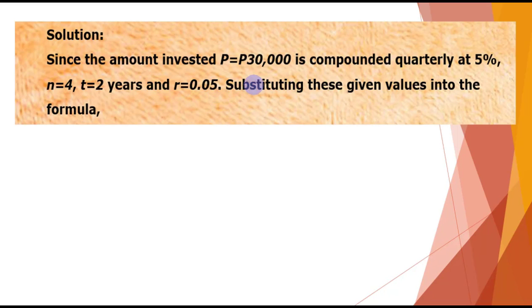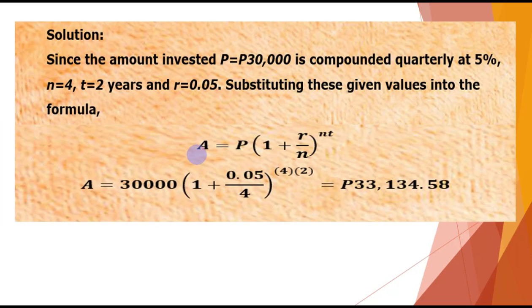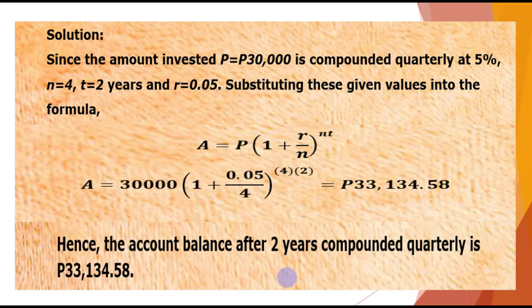Substituting these given values into the formula, we have A equals P times quantity 1 plus R over N raised to NT. A therefore is 33,134 pesos and 58 centavos. Hence, the account balance after 2 years compounded quarterly is 33,134 pesos and 58 centavos.